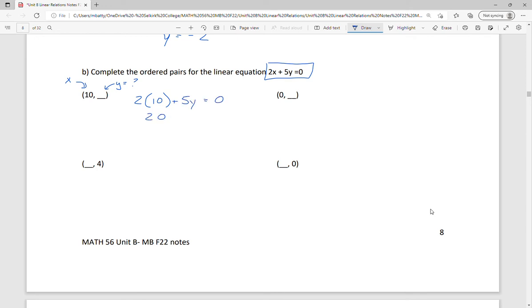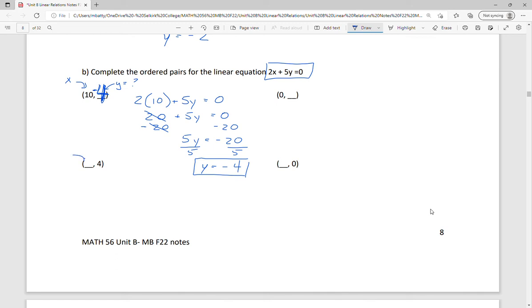Now I can solve for y. I would subtract 20 on both sides. That would get it away from my y. I'd have 5y equaling negative 20. Divide by 5, and I get y equaling negative 4. So negative 4 would go up in my ordered pair here. Sorry, that's messy.